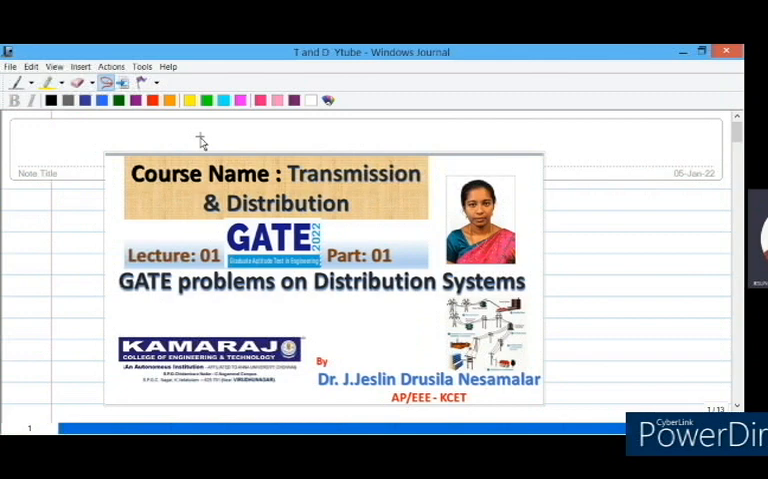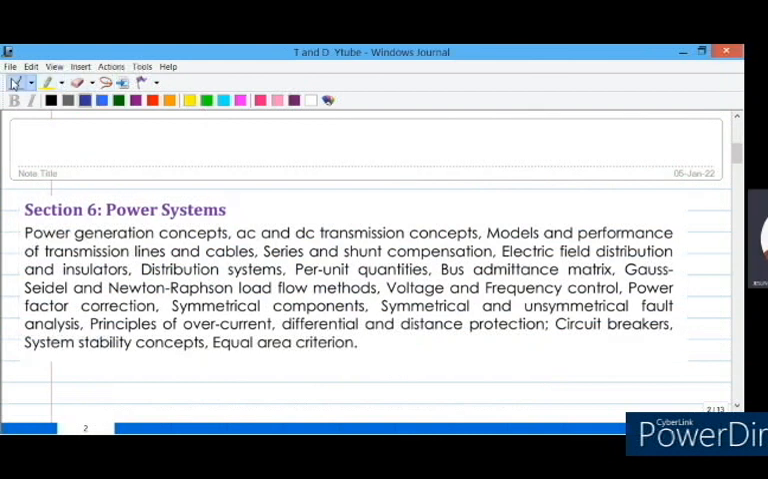In this video, we will solve few gate problems which were asked under distribution systems. If you see the gate syllabus in power systems, different subjects are being covered. So power generation concept comes under power plant engineering. And then we have few topics from transmission and distribution.